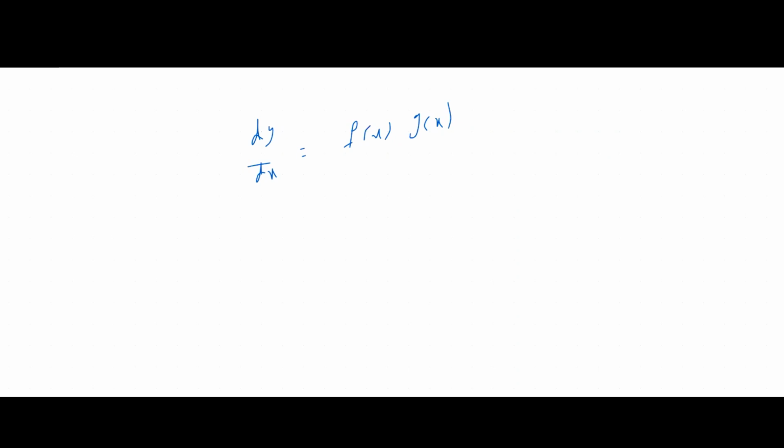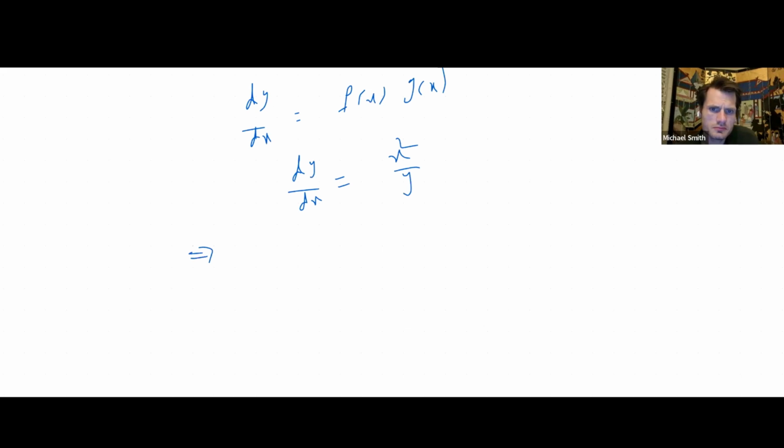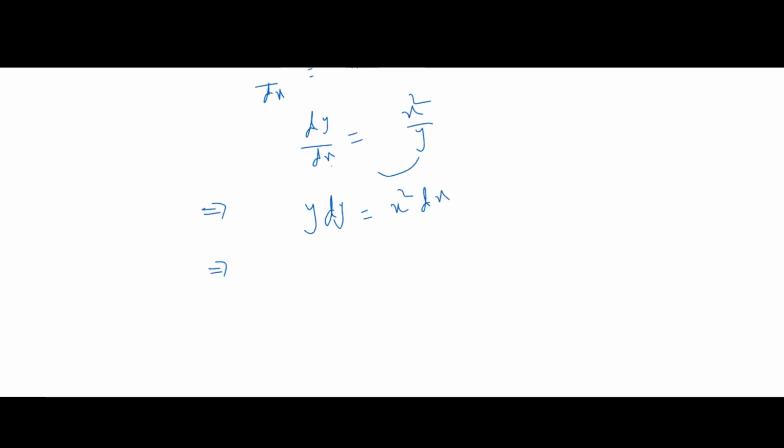That's important. For example, we have dy by dx equals x squared over y. The first step is to separate the variables. You have to write y with dy and x with dx. How can we bring this y to the left side? Just multiply by y on both sides. We get y dy, and if you multiply by dx on both sides, it's x squared dx. Now the variables are separated: y with dy and x with dx.